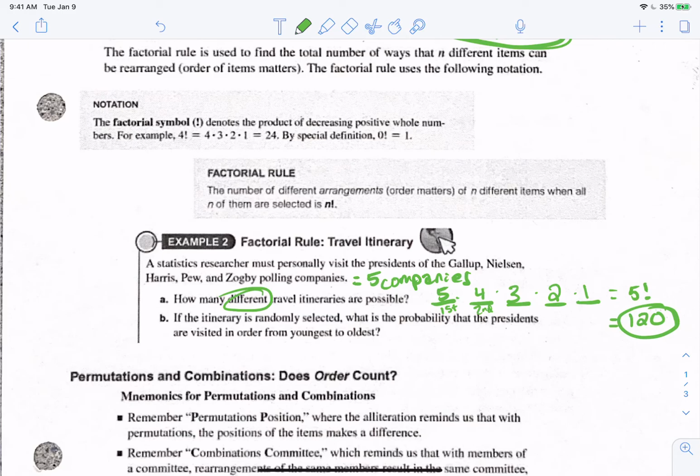Alright, if the itinerary is randomly selected, what is the probability that the presidents are visited in order from youngest to oldest? How many combinations are there where they are youngest to oldest? 1 out of 120. That's just representing it as a probability. 1 out of 120. Good?